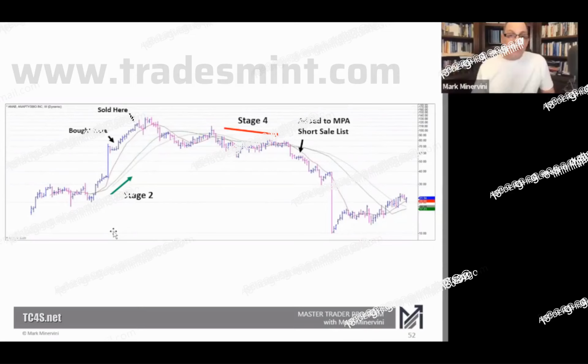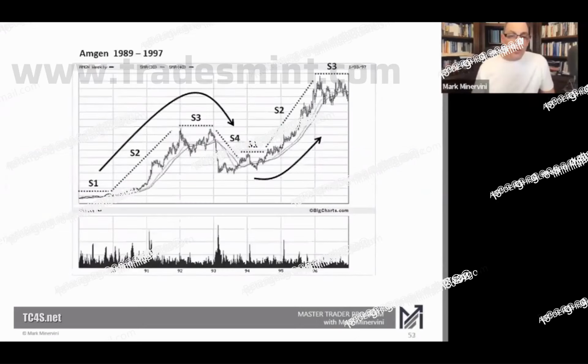That's why if you can identify 2 and 4, 4 you completely stay away from, 2 you want to be in, the other 2 kind of surface on their own. You sort of see the contrast there. You can see Amgen, I'm sorry, I'm on Amazon. Amgen back in the 90s had a very strong stage 2 uptrend, went into stage 3, and then it reasserted itself and went into another stage 2.